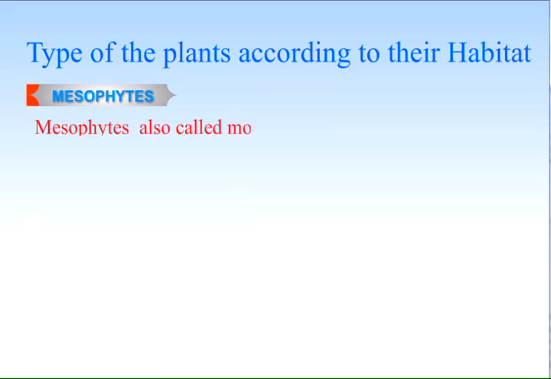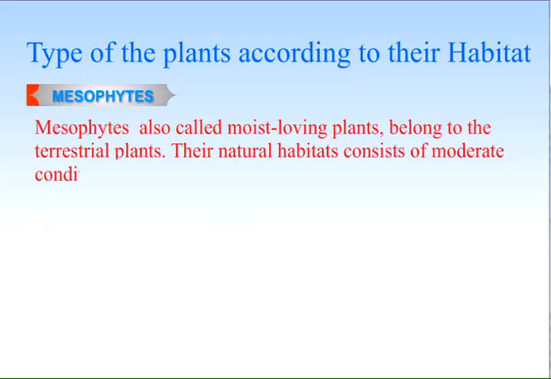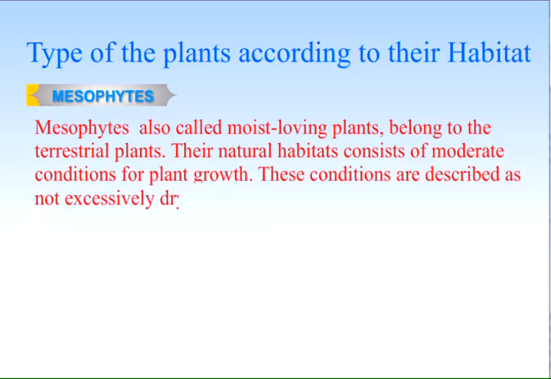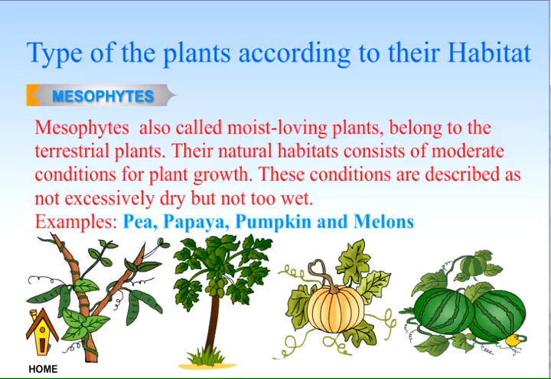Mesophytes. Mesophytes, also called moist-loving plants, belong to the terrestrial plants. Their natural habitats consist of moderate conditions for plant growth. These conditions are described as not excessively dry but not too wet. Example, pea, papaya, pumpkin and melons, etc.